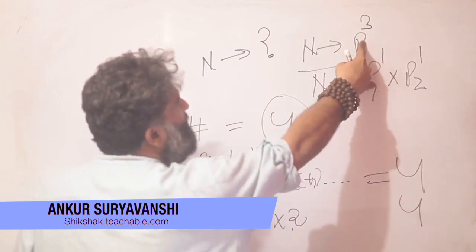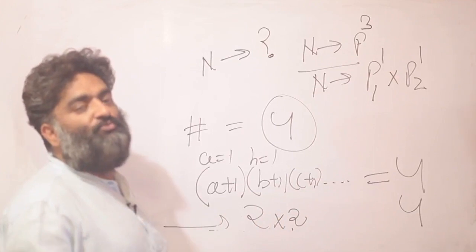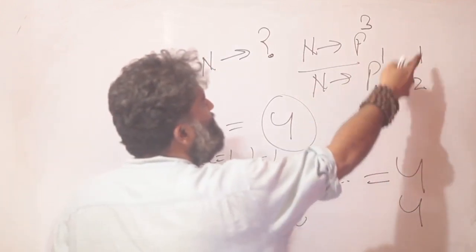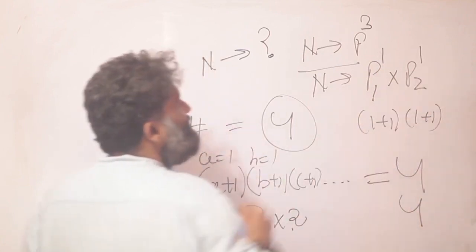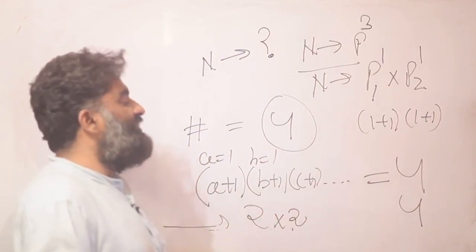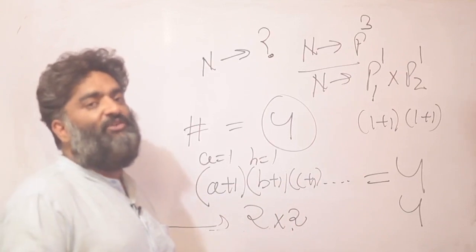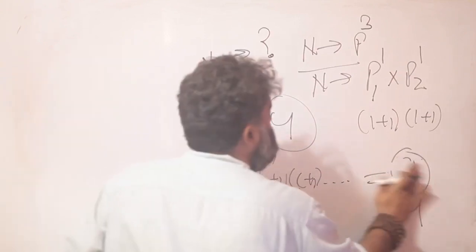How many factors for p cube? 4 factors. P raised to 0, p raised to 1, p raised to 2, p raised to 3. How many factors for p1 raised to 1, p2 raised to 1? 1 plus 1 into 1 plus 1, which will also give you 4. Any other ways of writing 4? Luckily, once again for us, there are no other ways of writing 4 as a product of two numbers. 1 into 4 or 2 into 2 is the only possibility, and you get 4 as a result.